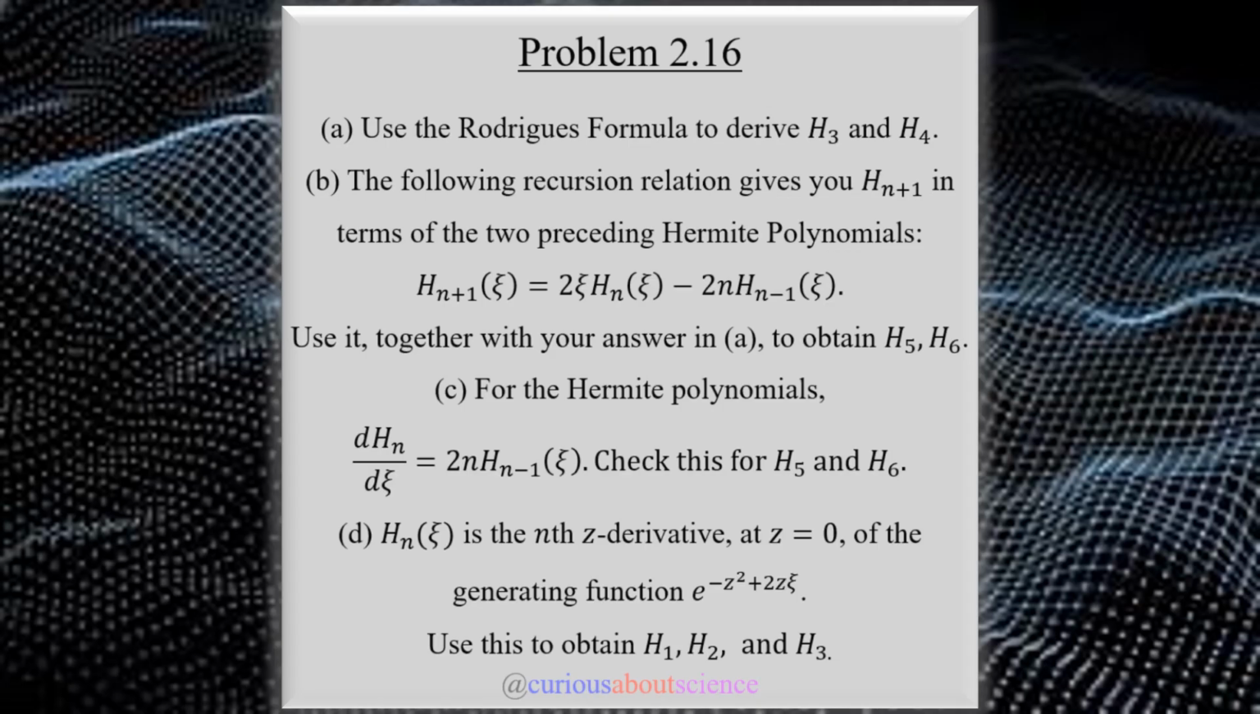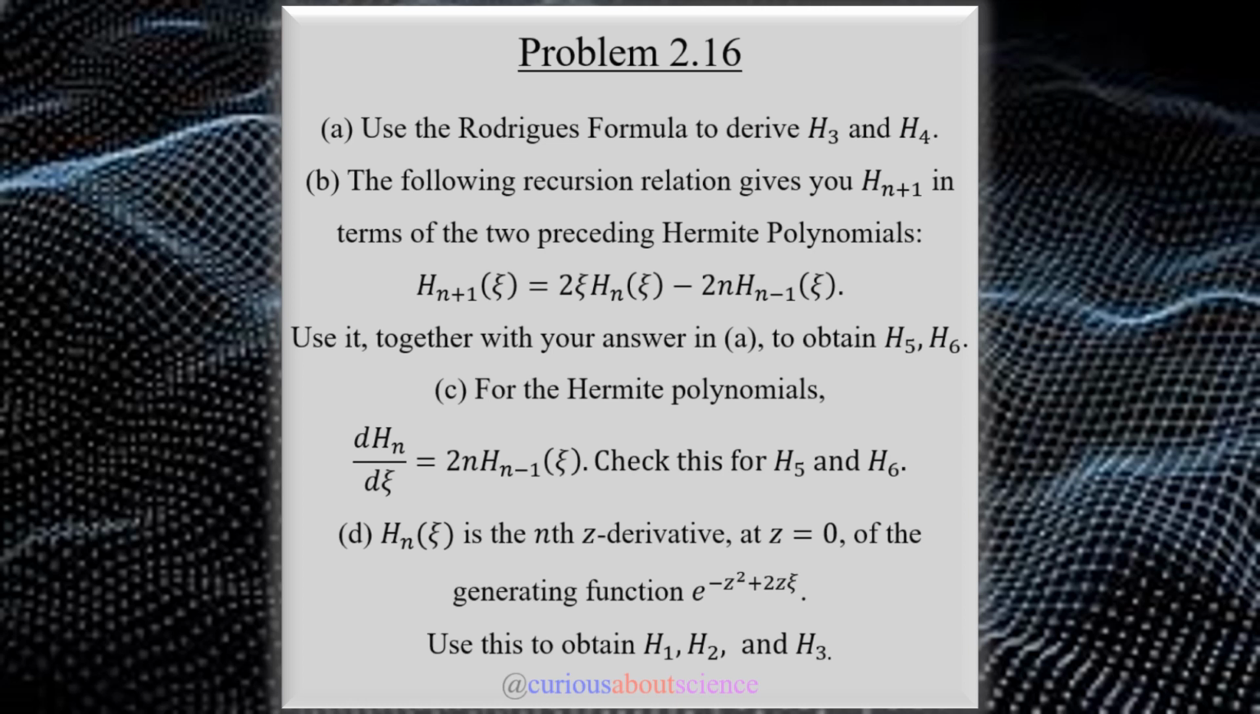Speaking of Hermite polynomials, we saw how nasty the coefficient recursion relation was. Here are some useful theorems when dealing with the Hermite polynomials. Part A, the Rodrigues formula says that H_n of ξ is equal to (-1)^n e^(ξ²) times the derivative to the nth power acting on e^(-ξ²). Use this to derive H_3 and H_4.